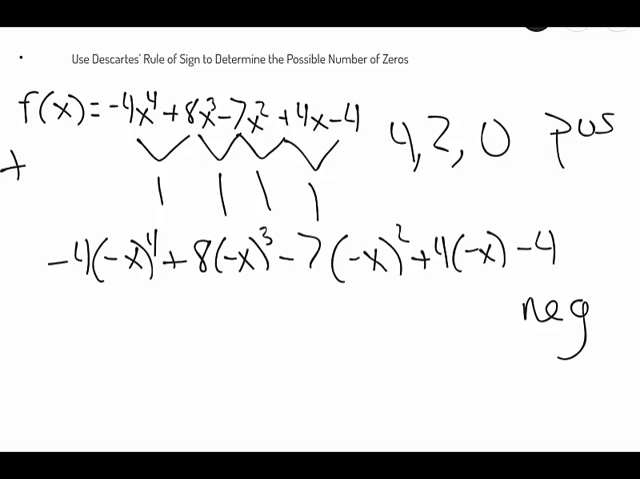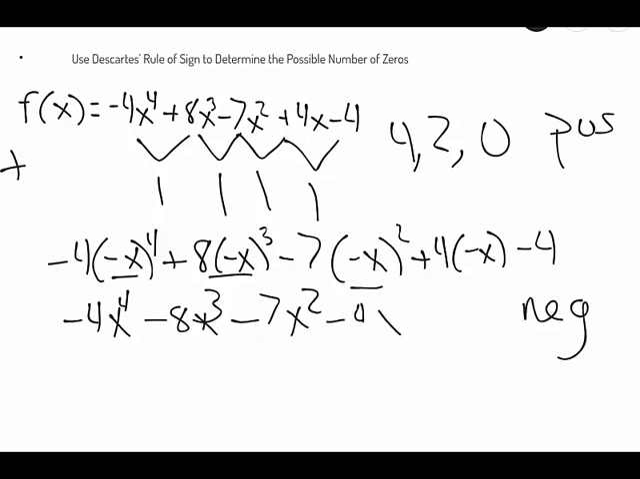Okay, so when we simplify this, remember that this negative x raised to the 4th power is going to become positive. So this is really just negative 4x to the 4th. This one here, negative x cubed, will make this now negative. So negative 8x cubed. The negative x squared will become positive. So we drop down the minus 7, and that will be a positive x squared. Then we have minus 4x and minus 4.